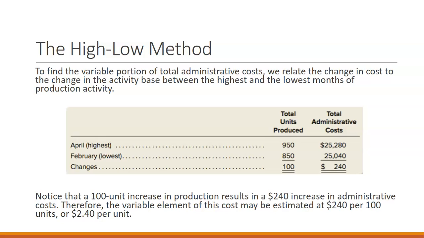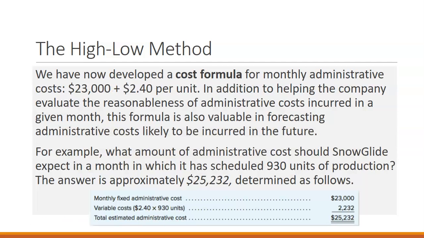So we would pick either the highest or the lowest amount, and we would take the number of units times the variable cost per unit plus B, our fixed cost, equals Y, the total cost given. So here we've used our cost formula. So we have $23,000 in fixed costs plus $2.40 per unit. We can use this cost formula to estimate what our future costs are.